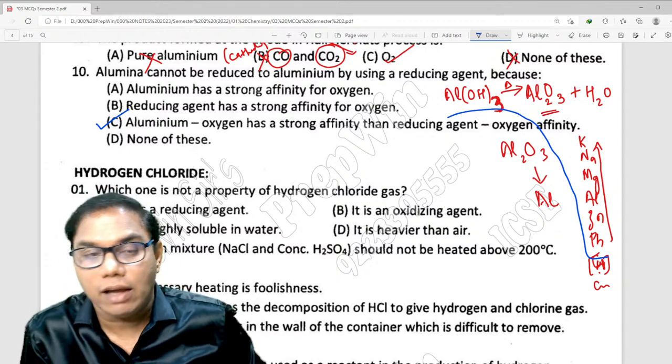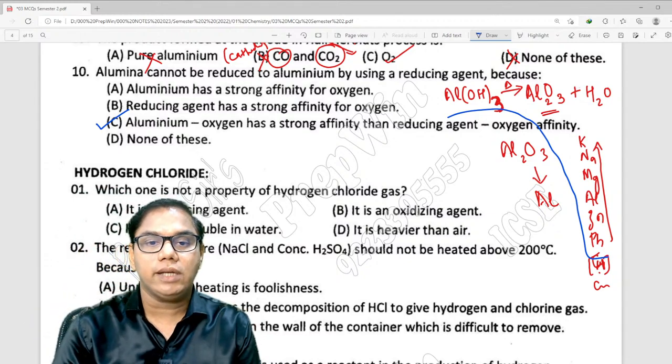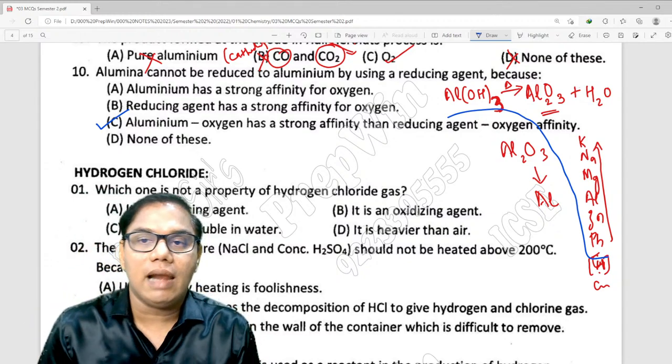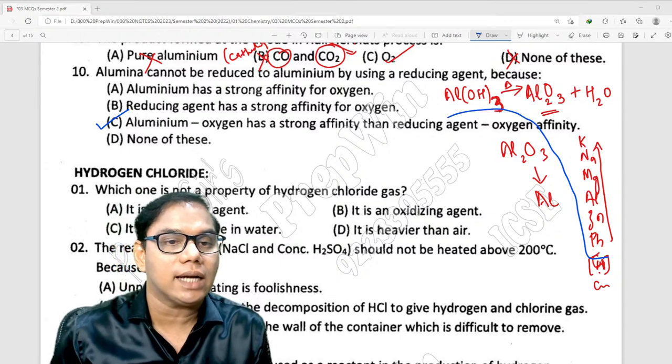Look at the language. Okay, through this question, you are trapped in the language, the way in which the question is asked.